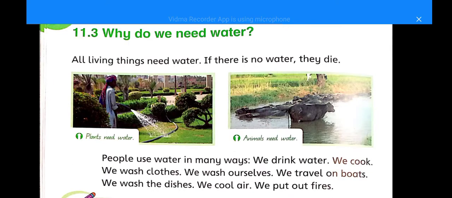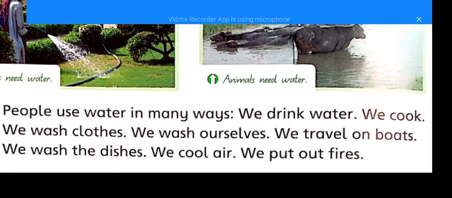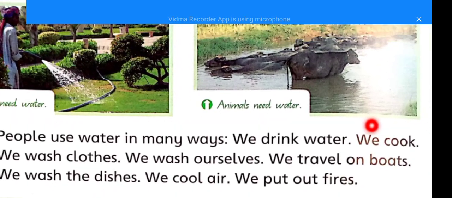And here again, you can see for help that we wash clothes for number 6, and we wash ourselves for number 7. And here is we cook, where a chef is cooking, and we put out fires, you can see on number 4. We cool air is for the last picture. And we wash the dishes, just like we wash clothes, same like that we wash the dishes.